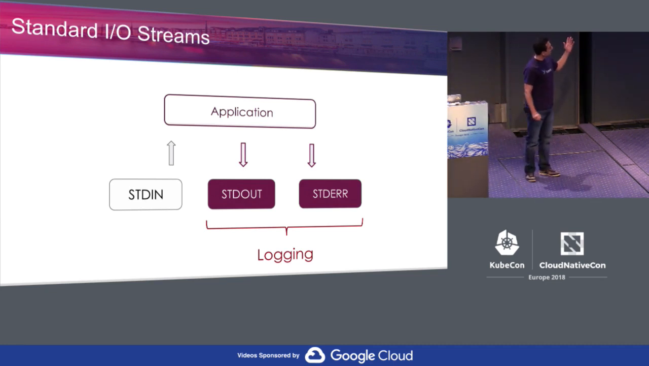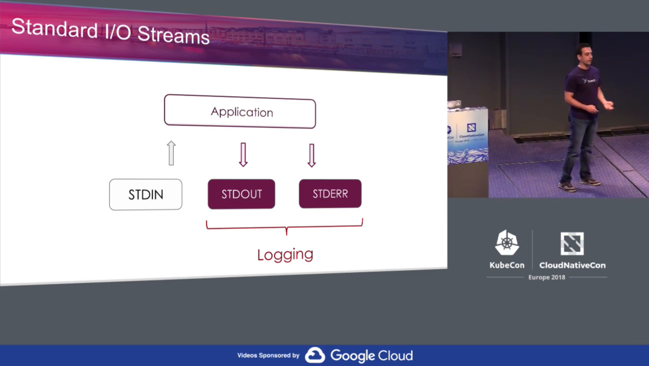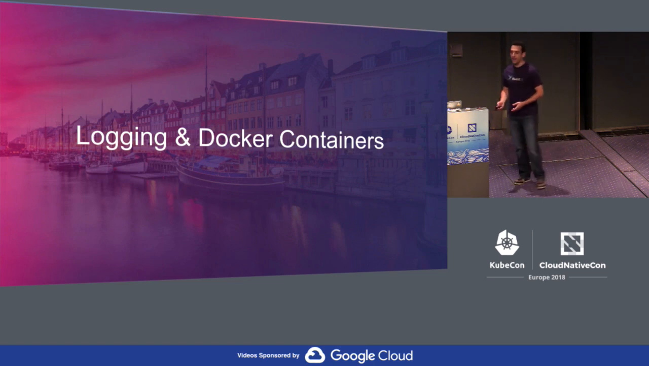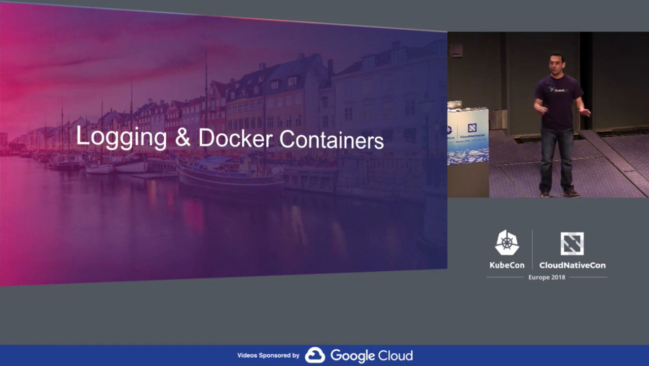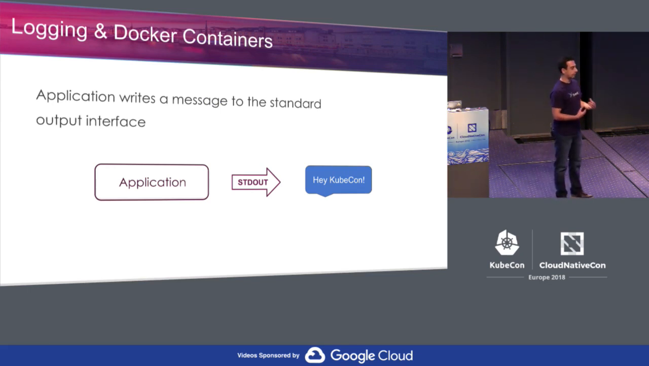So, logging happens specifically on the standard output and the standard error interface. And if you're dealing with containers, you realize that this sounds a little bit familiar. So, logging in Docker containers. I assume that half of you are using Fluentd. But who's using Docker at the moment? In some level? OK, 80%. Cool. And Docker has also its own strategy to perform logging.